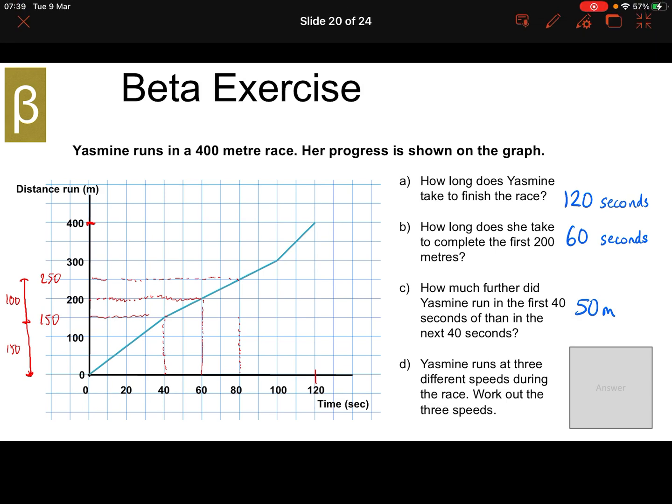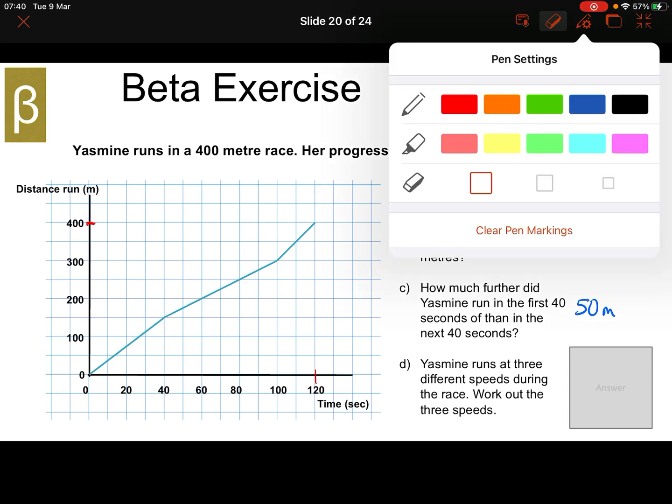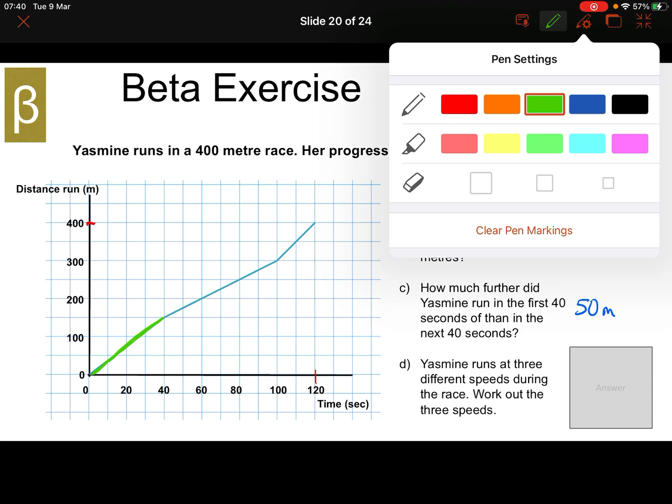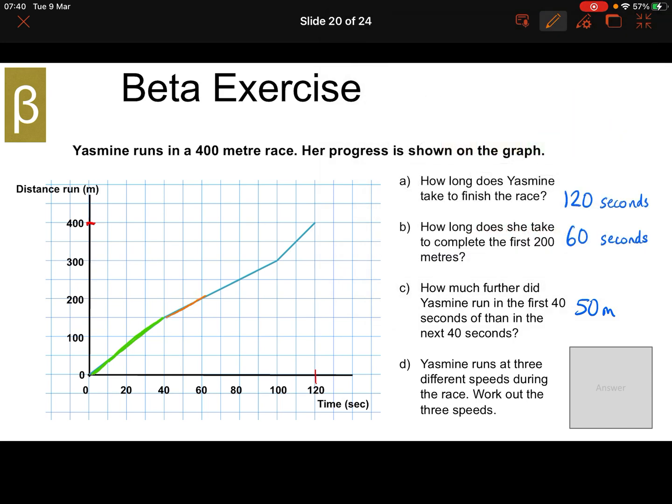Work out the speeds. Now all you've got to do here to work out the speeds, you can see here, let me use a different colour. This is one speed where I've made it green. Orange, the speed changes because the gradient changes. And then finally the gradient changes again. Okay, all we need to do is work out the gradients of each line. And we can do this in meters per second. That's a very normal way to measure speed.